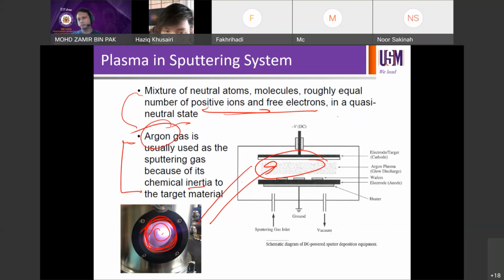Nanti ada reaction dengan target. As a result, you will get... okay, there will be reaction. So bila ada reaction, so what do you get then? Tak ada yield, tapi nanti gas tu akan melekat dekat target. Gas tu either melekat kat target ataupun mungkin done juga. Dan deposited layer tu ada gas tu. Sebab dia tak inert kan.